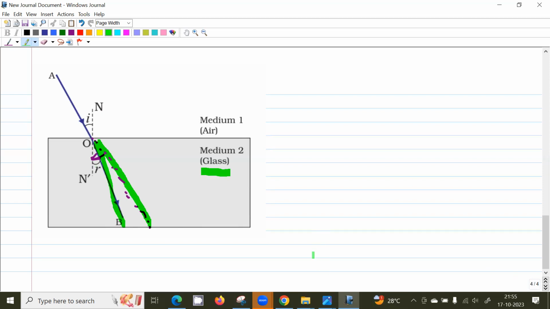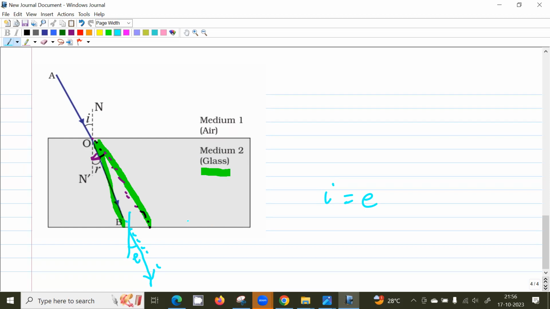Here again when it comes out, it will be opposite. Instead of going straight like this, at this point there is a normal here, right? It will go away from the normal. So this is the actual emergent ray, and this is the angle of emergence. In this case, it's the same as i. This is a glass slab, so i and e are the same.